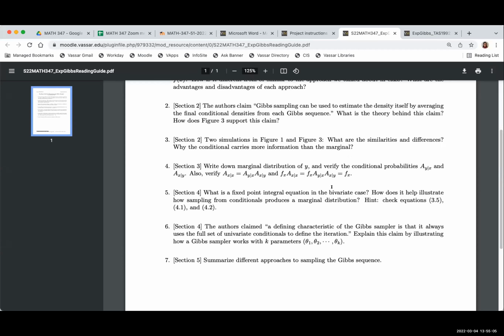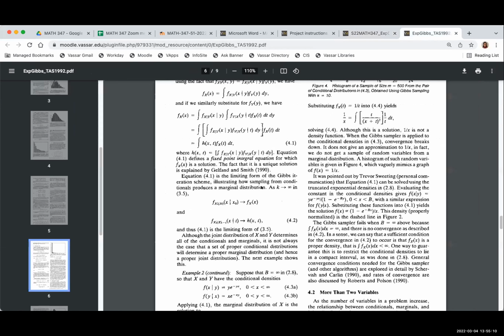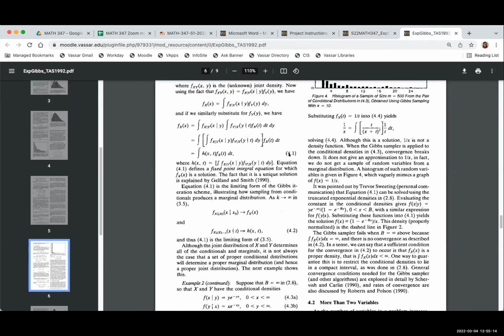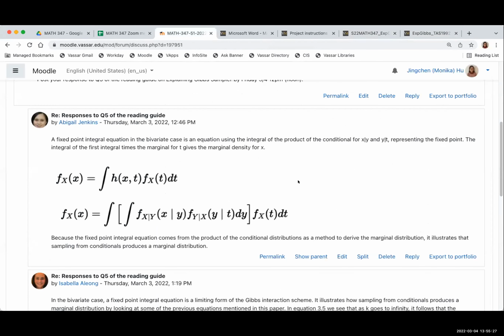All right, so this is looking at the fixed point integral equation, which is actually a term that the paper talks about. They use equation 4.1, which says that this defines a fixed point integral equation for which you have f_X, the marginal distribution, as the solution. So Abigail, if you don't mind sharing what you did in this typing up and also the explanation, because you have a nice write-up over here and I can bring it up.